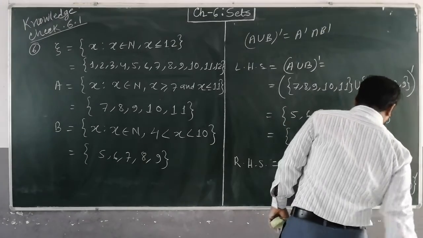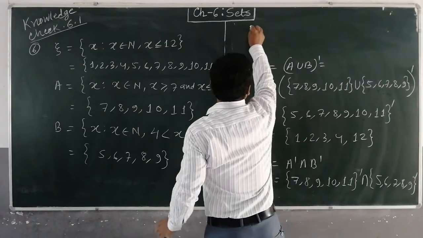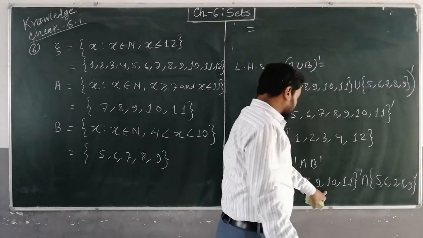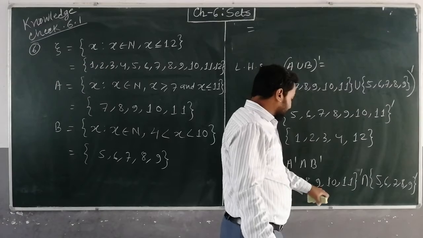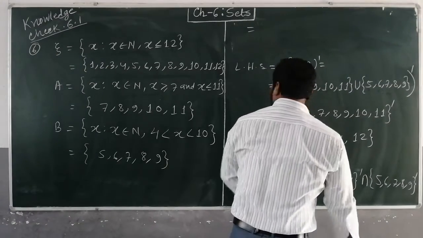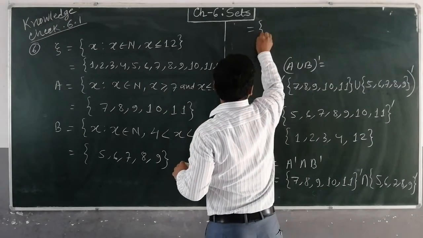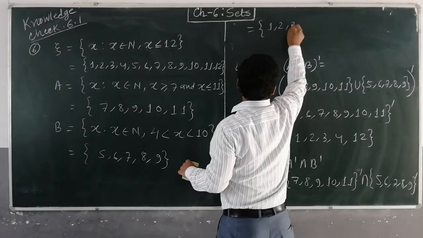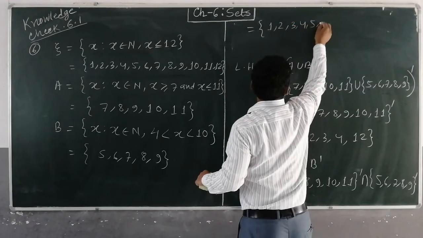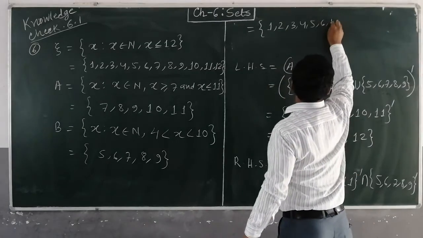Now the complement of this set means excluding these elements 7, 8, 9, 10, 11. These elements will be excluded from the universal set. Then the rest of the elements are 1, 2, 3, 4, 5, 6, then 7, 8, 9, 10, 11 excluded, then 12.